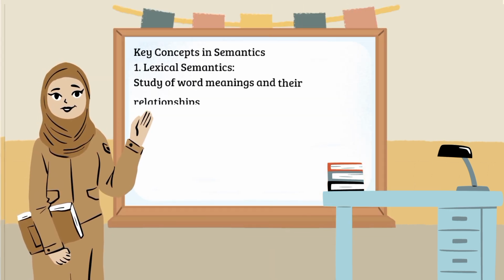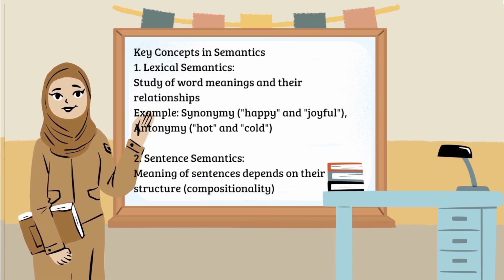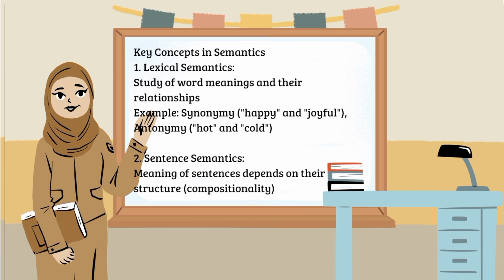These are key concepts in semantics. The main concepts in semantics are twofold. The first is lexical semantics, which studies word meanings and their relationships. For example, synonyms like happy and joyful or antonyms like hot and cold. And the second is sentence semantics, which examines how the structure of a sentence influences its meaning. For example, the sentence "the dog is barking" depends on the combination of words and grammar.